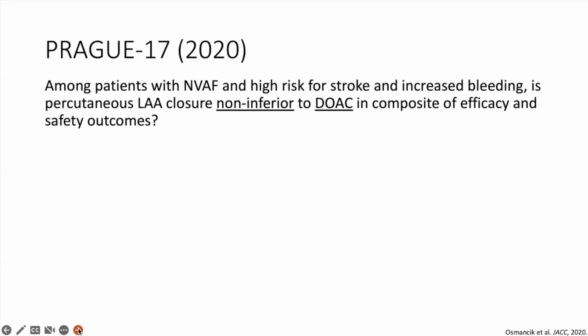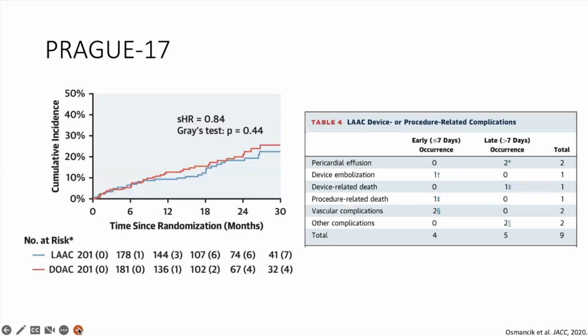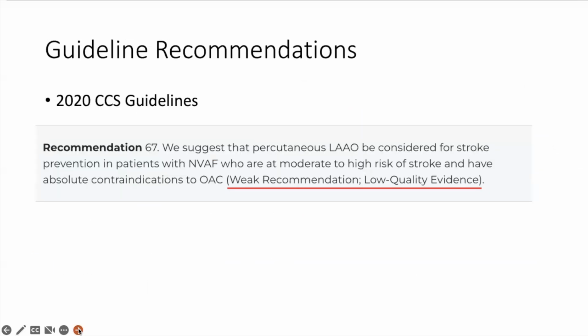So those first two trials looked at warfarin because of the timeline of when those trials were done, but we don't really use that routinely anymore for non-valvular AFib. So this trial looked at it compared to DOAC, looking at a large primary outcome composite of multiple things, and they met their criteria for non-inferiority. And so based on that, the CCS does recommend that percutaneous left atrial appendage closure can be considered for stroke prevention in patients with non-valvular AFib who are at risk of stroke and have absolute contraindications to anticoagulation. Weak recommendation, low quality evidence, based on what I've presented.